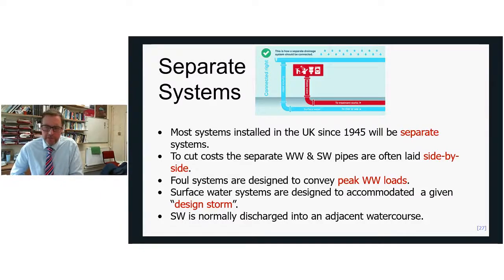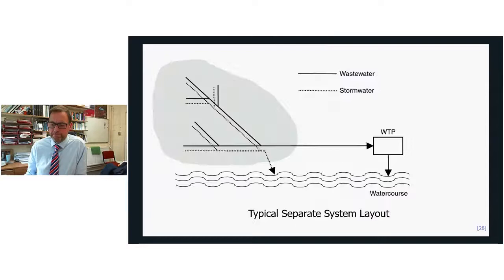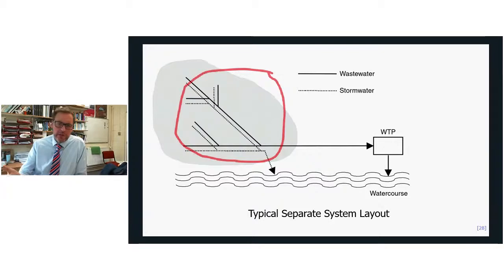Foul systems are designed to convey your peak wastewater loads. Surface water systems are designed to accommodate given design storms. And normally the aim was to discharge your surface water to the nearest watercourse as quickly as possible. Here's a similar diagram to the one we had earlier, where in our urban development we've got two parallel pipe networks serving the households. One's collecting the foul flows, the other is collecting surface water flows. Foul flows go off to the wastewater treatment plant. Surface water flows go to the local watercourse.